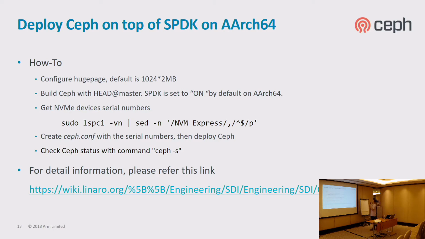The third step is to get the NVMe device serial numbers. You can use this command. This is just an example for your reference, to get all NVMe devices' PCI information and extract it. Then you need to use the serial numbers displayed in this information to create a Ceph configuration file. Then deploy Ceph as usual. The last step is to check the Ceph status with the command ceph -s to check if your SPDK is really working and if your Ceph status has any problems.